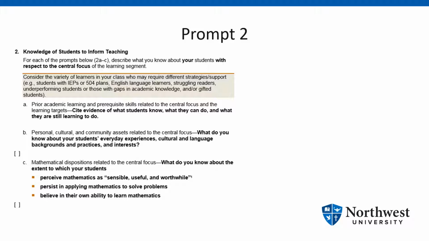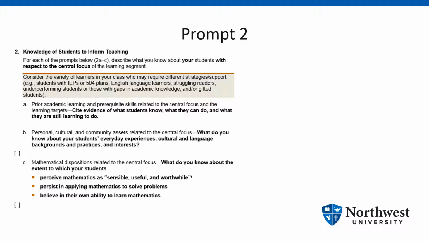And so 2A asks about prior academic learning and prerequisite skills. Cite evidence of what students know, what they can do, and what they're still learning to do. When it tells you to cite evidence in the edTPA commentary, this is a clue that they're actually looking for you to refer to specific evidence. This could be prior test scores. It could be conversations you've had.